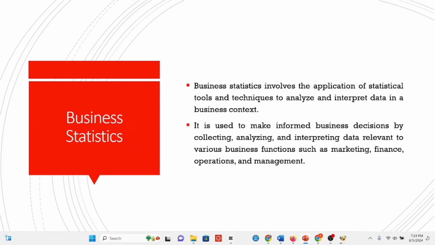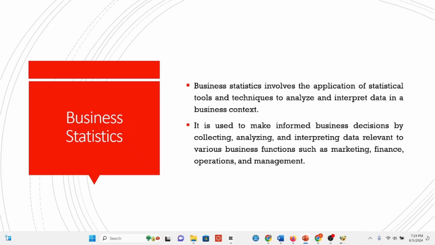By understanding the statistical probabilities associated with various risks, businesses can develop robust risk management strategies that protect their interests and ensure long-term sustainability. Overall, business statistics provide a framework for making data-driven decisions that enhance organizational efficiency and effectiveness. By integrating statistical analysis into their decision-making processes, businesses can leverage data as a strategic asset, turning information into insights and insights into actionable strategies.